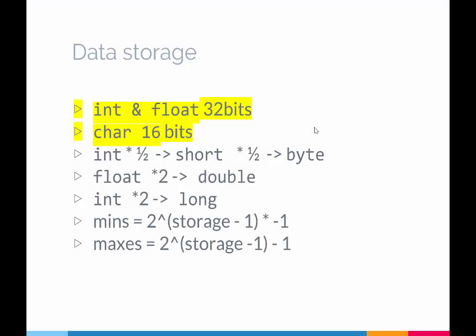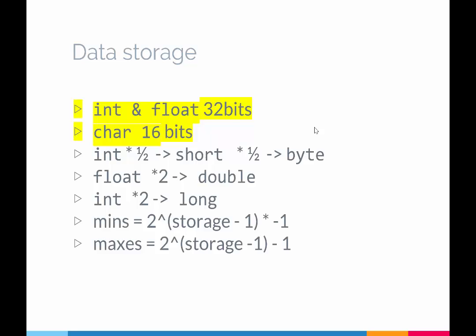Here's a quick way to try to remember the data storage. If you can remember these 3, you can derive the rest. If you can remember int and float are 32 bits and a char is 16 bits, then you can derive the rest by going lower by half. By halving each time, you can walk down the chain from int to short to byte. By going up the chain, you can just double things from float to double and from int to long.